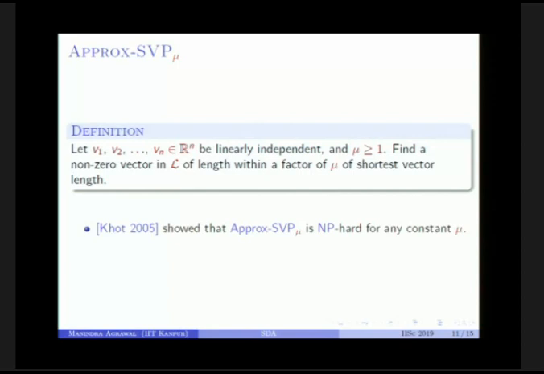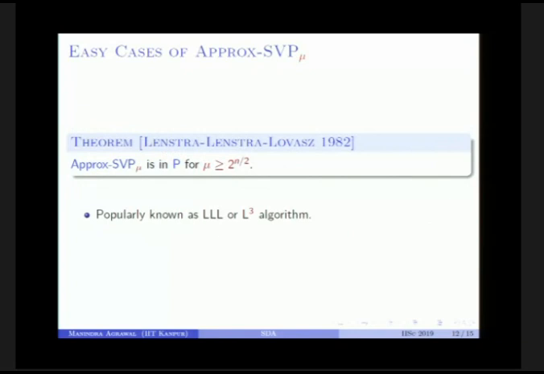Subhash Khot showed in 2005 that for mu constant, the problem remains NP-hard. Now for the easy case of approximate SVP, this problem is in P, can be efficiently solved for mu greater than 2^(n/2). This factor has been improved subsequently, but not by much. And this is by a very old classical algorithm by Lenstra, Lenstra and Lovász.